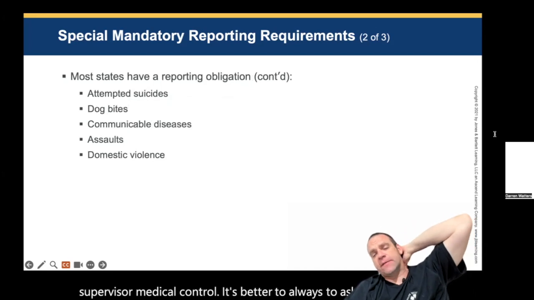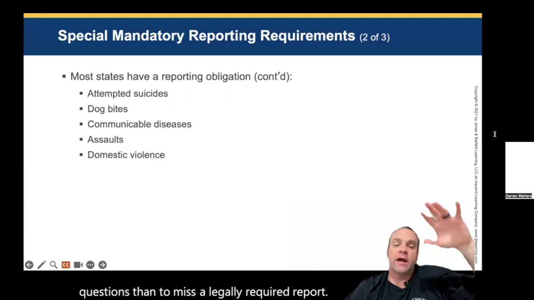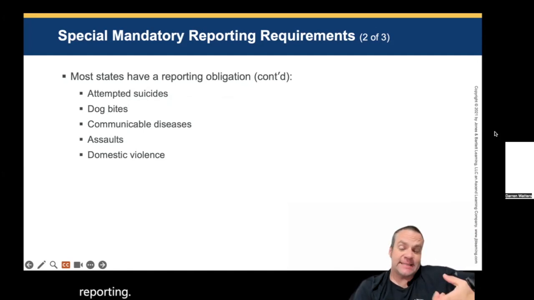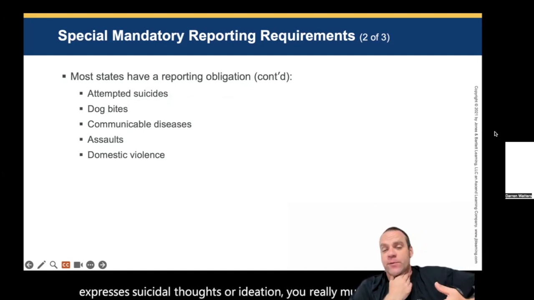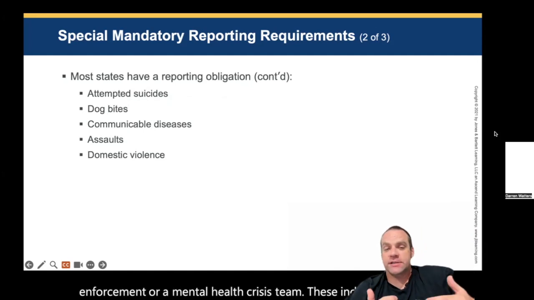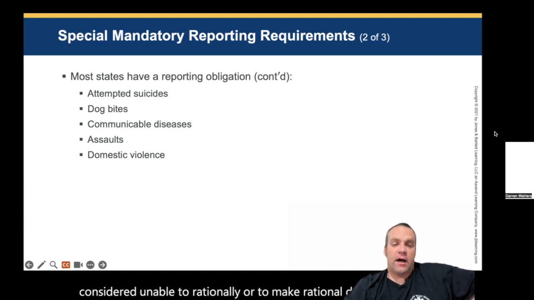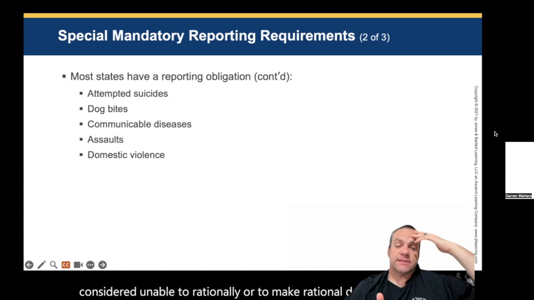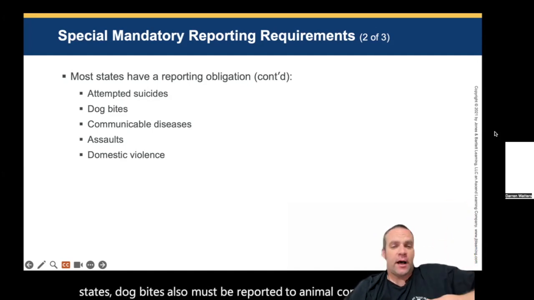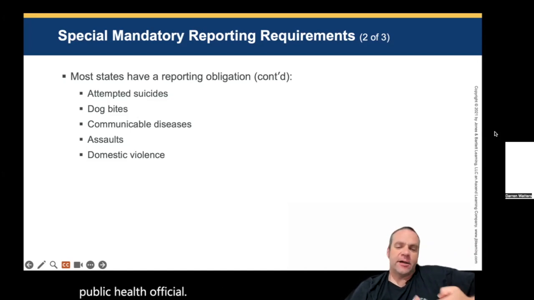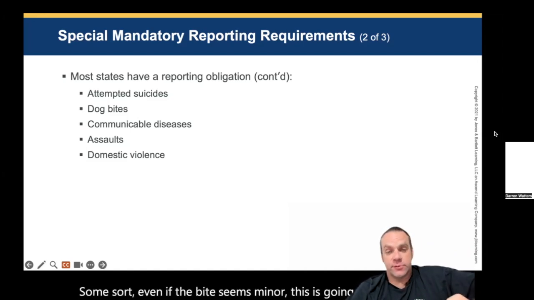So some of the additional events often fall under mandatory reporting. An attempted suicide. So if a patient has attempted suicide, expresses suicidal thoughts or ideation, you really must notify law enforcement or a mental health crisis team. These individuals are considered unable to make rational decisions, and they may require protective custody. Dog bites, right? So in most states, dog bites also must be reported to animal control or a public health official of some sort. Even if the bite seems minor, this is going to help track rabies and dangerous animals.